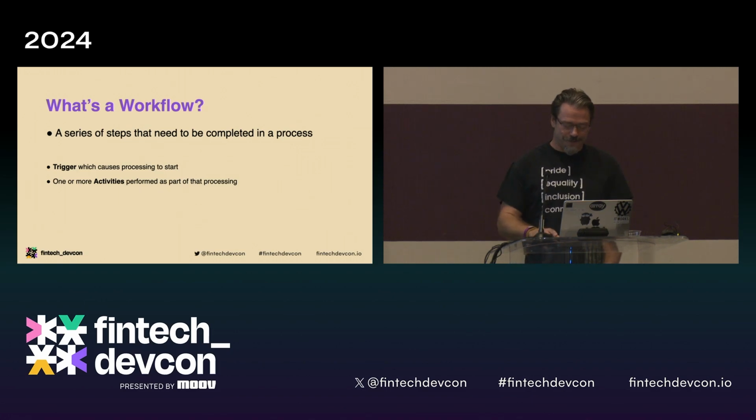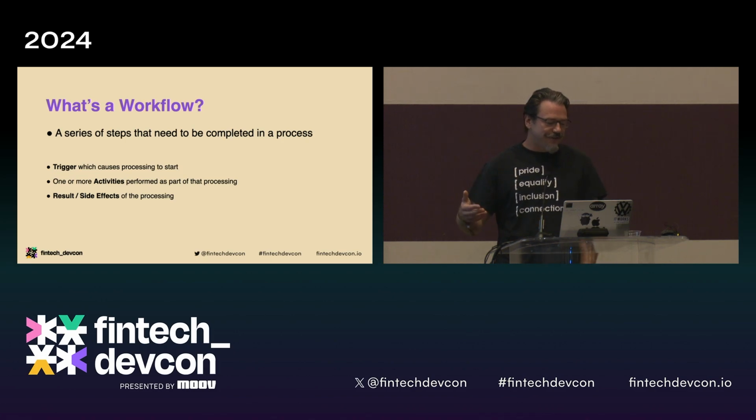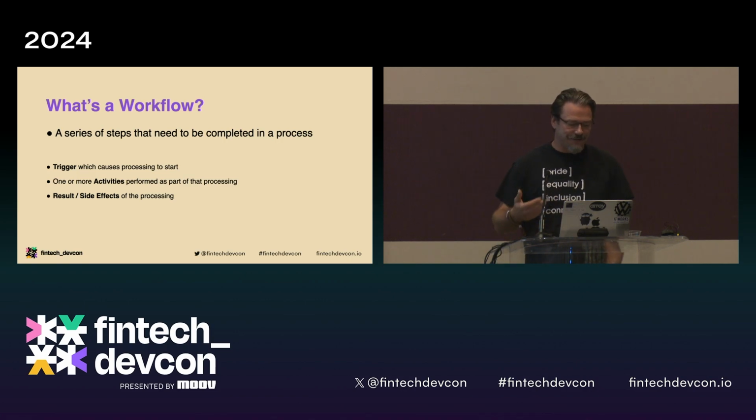And then, of course, there are results and side effects of the processing of those activities. The result is the resulting status. Was the loan approved? Was the loan denied as part of that process? Or side effects, like we have opened a bank account, would be a great example of a side effect of processing some particular thing.